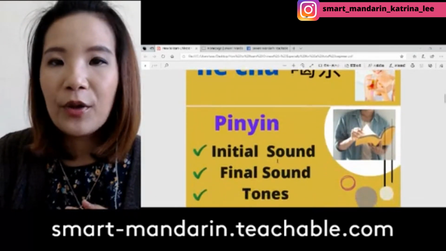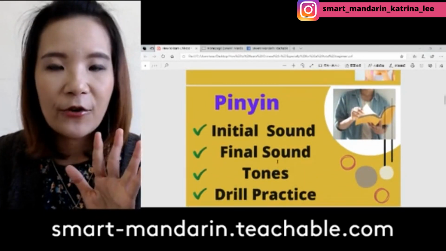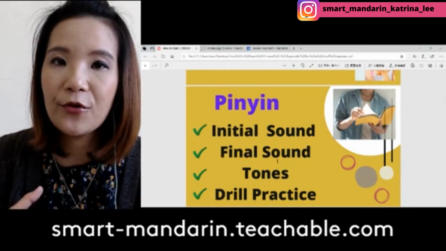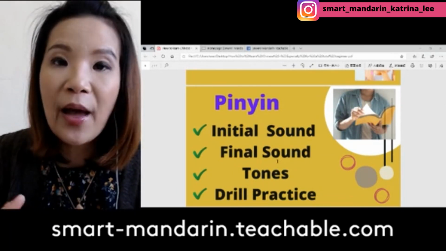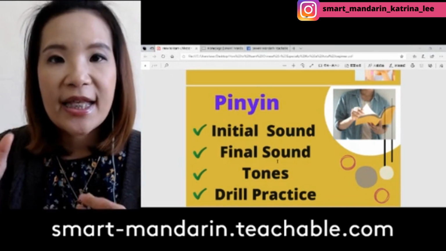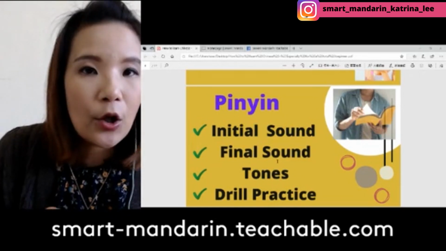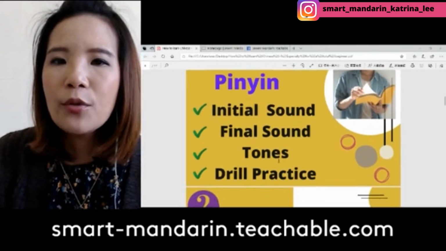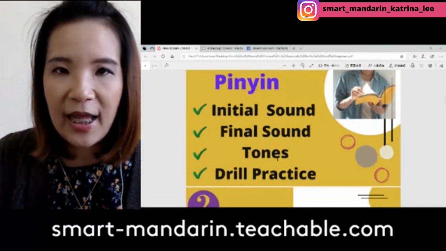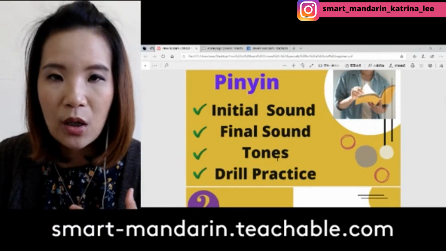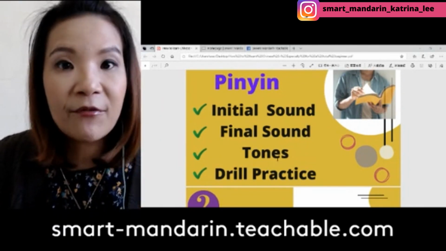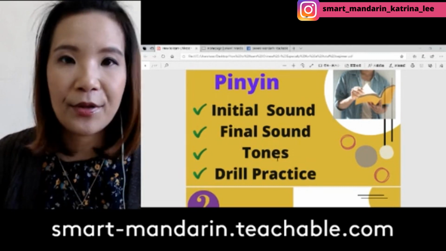For example, there are actually 5 different tones: first tone, second tone, third tone, fourth tone, and neutral tone. And you have to do more drill practice, like first tone and second tone combinations, second tone and third tone combinations, to make sure that you can properly pronounce different tones when you are speaking words, vocabulary, and even sentences in Mandarin Chinese.